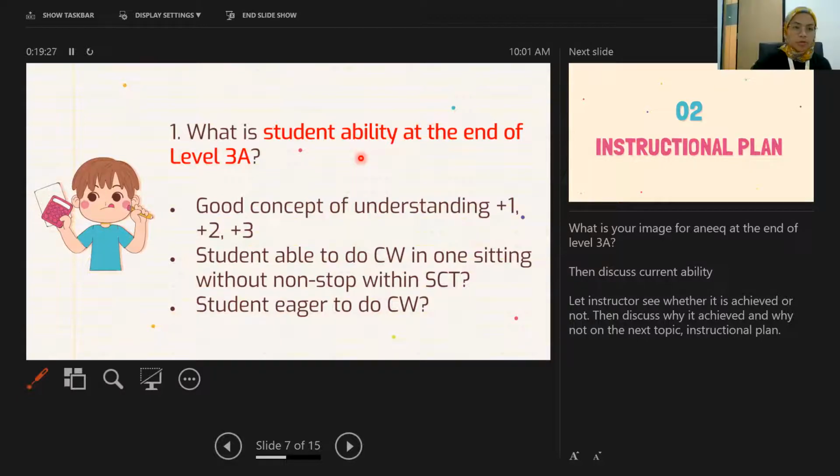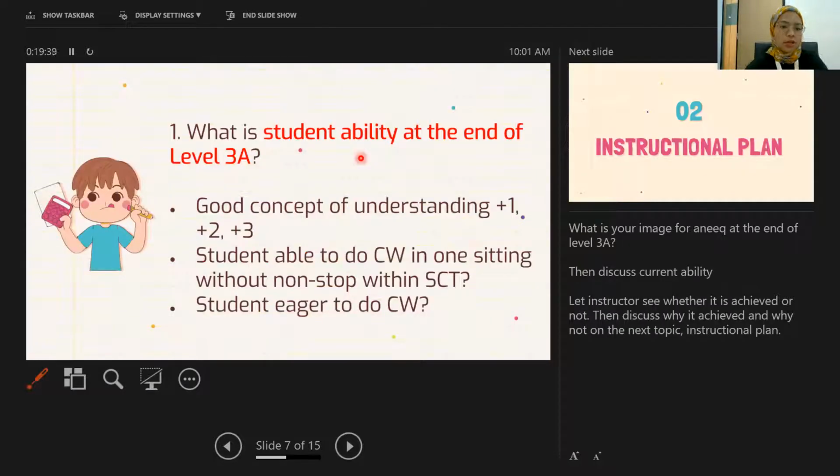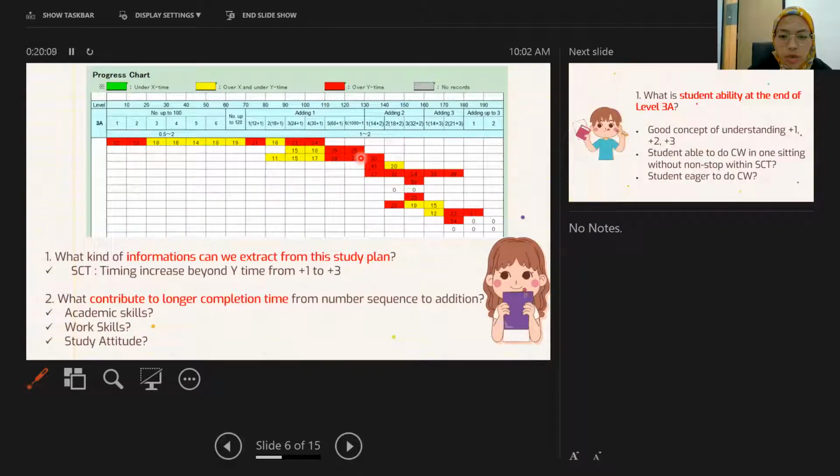Okay. So now, we have actually gone through the student's study plan. Okay, this is nearing the end of level 3A. You also have shared your image for Aneeq to achieve at the end of level 3A. For him to be able to answer +2 +3, I would say instantly, right? Because you want to develop the mental calculation. Okay, so at the moment, based on the last class, the one that was 54 minutes, the one that he checked out at 6:28, what is the ability that Aneeq already has when doing set 3A 171?